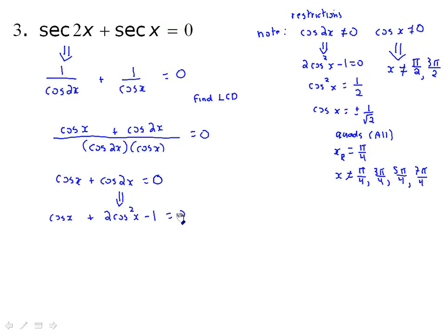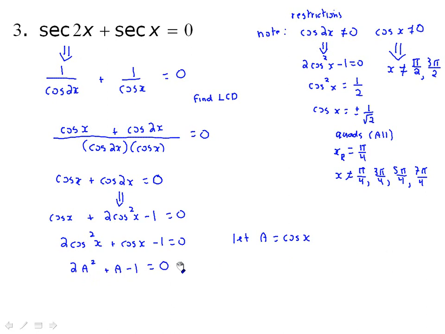is equal to 0. And if we put this in descending order of degree, we'll get 2 cos squared x plus cos x minus 1 is equal to 0. And if we make a substitution, this is optional, but it will help us to see what's going on a little bit better. If we do make that substitution, 2a squared plus a minus 1 is equal to 0, you'll see that it's quadratic.